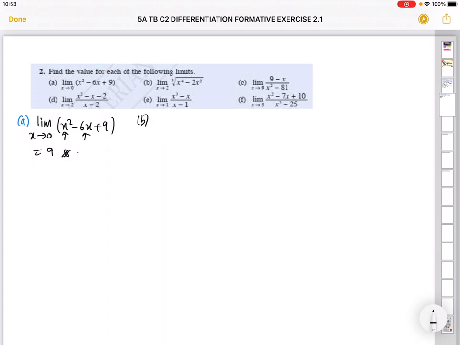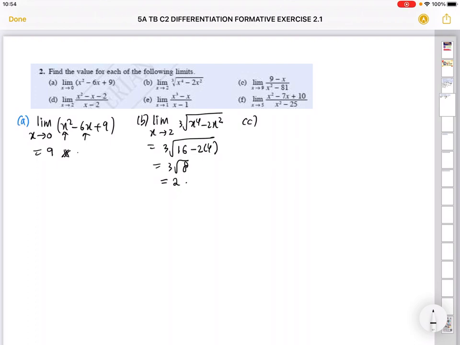For part B, again, we can just substitute inside: the limit of x approaching 2 of cube root of x power 4 minus 2x power 2. If I put 2 inside, I will get cube root of 2 power 4, which is 16, minus 2 power 2, which is 4. Basically, it's the cube root of 8. Answer is just 2.